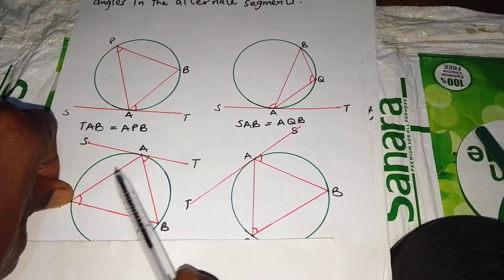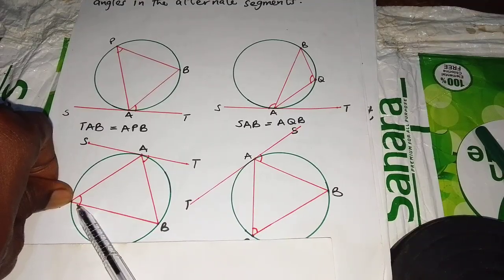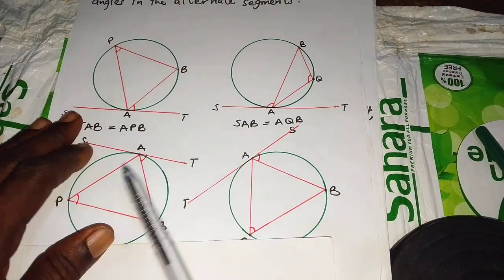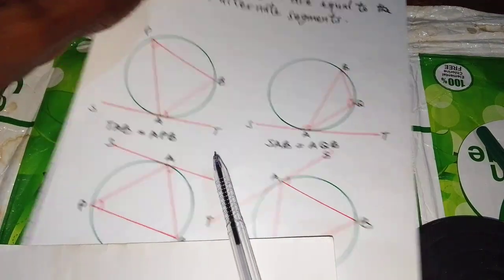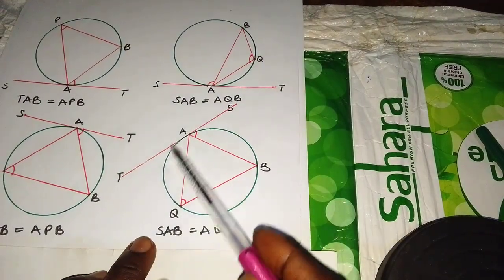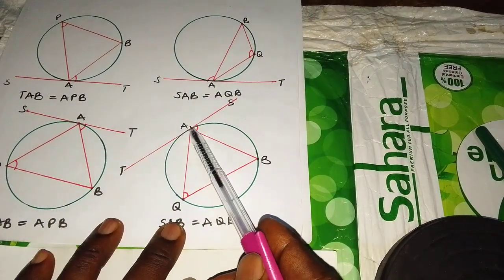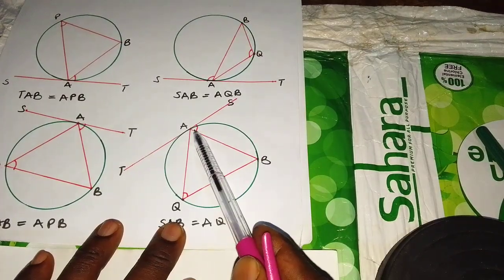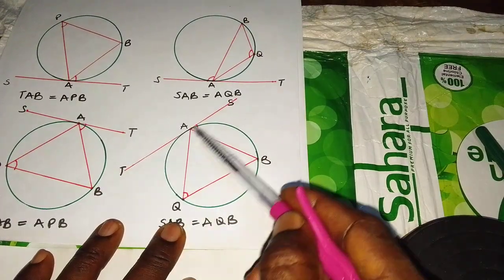So the angle here will be equal to the angle here. So this is known as the alternate segment. Look at this diagram also. If this is the circle, and you are considering this one to be the chord, then this is the tangent.